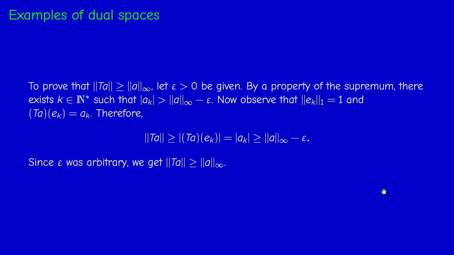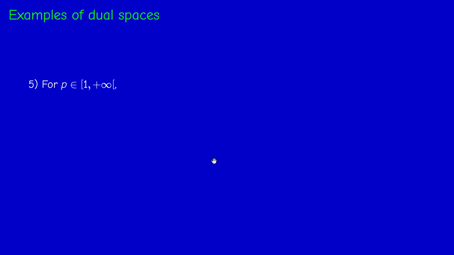So once again, don't confuse: this is the operator norm, so this is the norm in the dual of L1, and this is the norm in L infinity. So this example permits me to identify the dual of L1 with L infinity. So it's a really fundamental example.